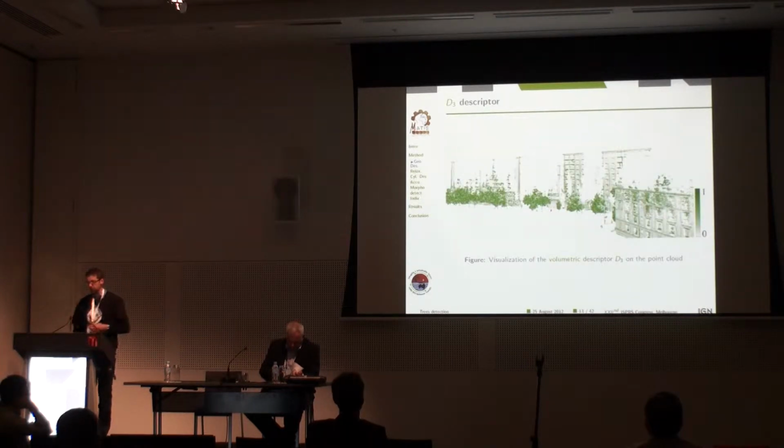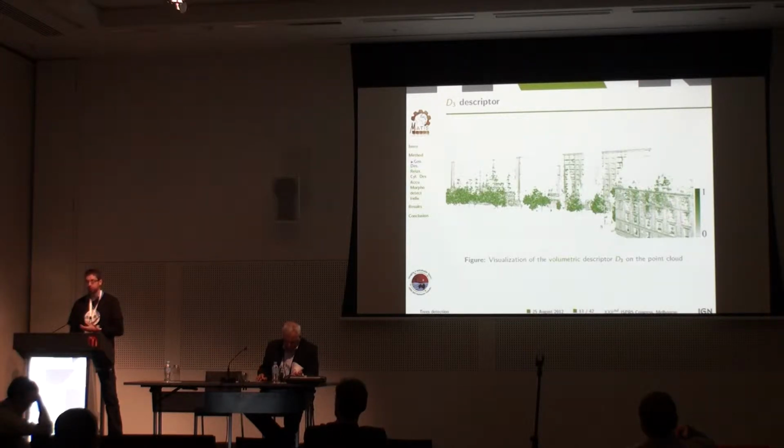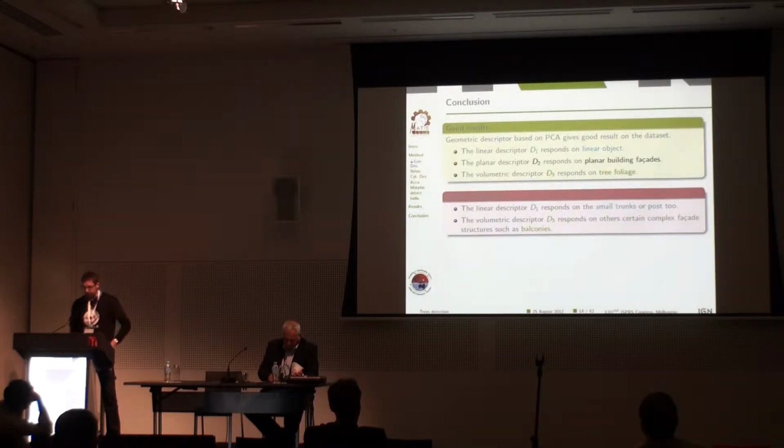And the third descriptor, obviously, is going to have a good response on the trees, but you also have a good response on all the complex structures on the facade, because when you have a complex structure, you will have a kind of random distribution that gives a good response on the volumetric descriptor. So these results are pretty good, but we have some drawbacks. For instance, the D1 descriptor will also respond on posts, so we will not be able to distinguish trunks from posts. But also the volumetric descriptor will respond on complex facade structures. So these are a few problems that we will have to solve.